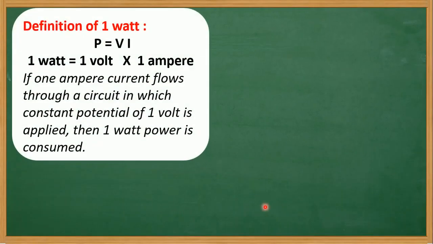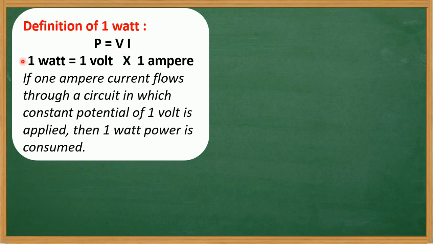Definition of 1 watt, P is equal to V into I. So, 1 watt is equal to 1 volt into 1 ampere. If we put it in a simple manner, P, the electric power, is equal to potential difference or voltage V into electric current I. So 1 watt is equal to 1 volt into 1 ampere.